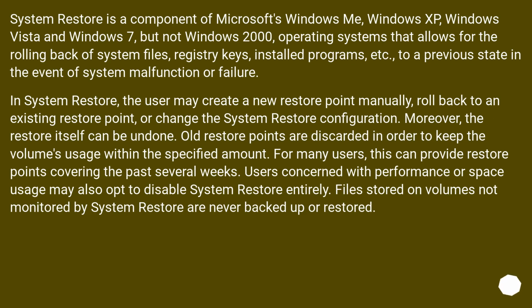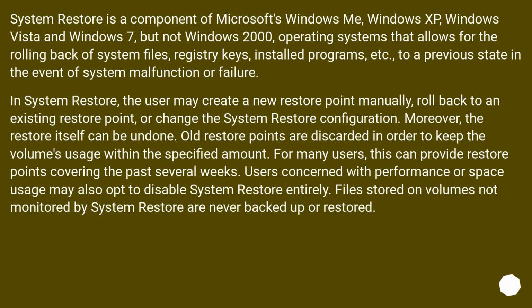System Restore is a component of Microsoft's Windows ME, Windows XP, Windows Vista and Windows 7, but not Windows 2000, operating systems that allows for the rolling back of system files, registry keys, installed programs, etc., to a previous state in the event of system malfunction or failure. In System Restore, the user may create a new restore point manually, roll back to an existing restore point, or change the System Restore configuration. Moreover, the restore itself can be undone.